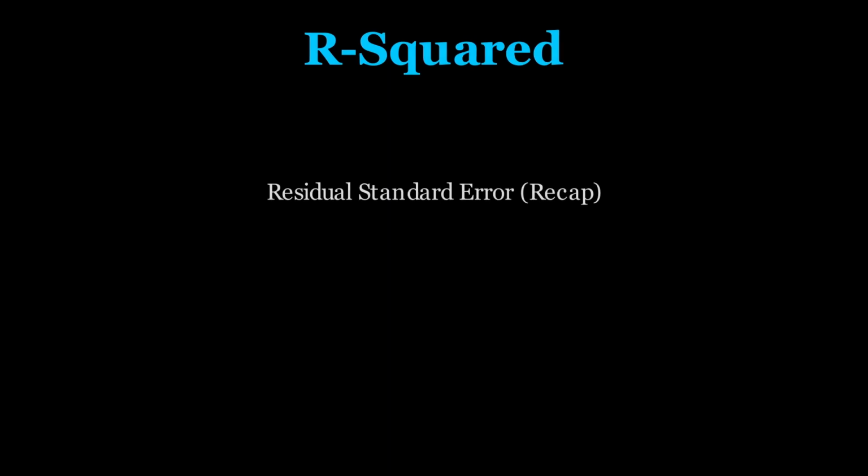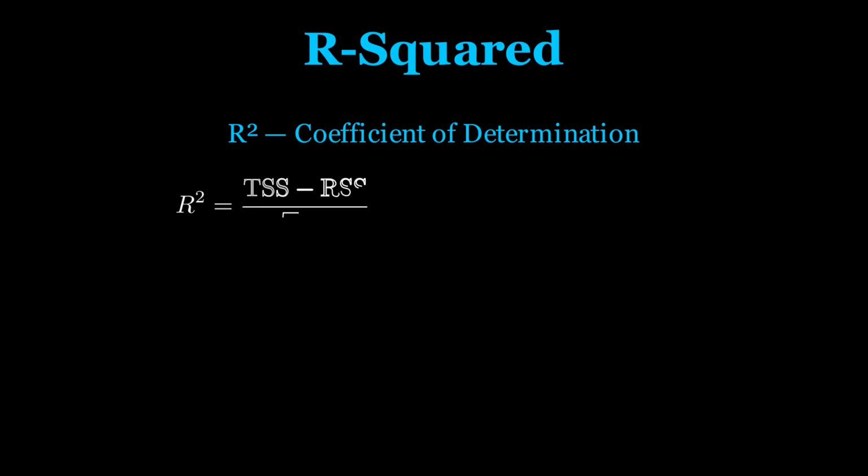In this section, we introduce r squared, the coefficient of determination. Recall that RSE equals the square root of RSS over n minus 2. It gives us an estimate of the standard deviation of the error term. Useful, but it's measured in the same units as the dependent variable, which makes it hard to interpret on its own. It would be nice to have a standardized, dimensionless measure of the model's fit. Enter the r squared statistic.